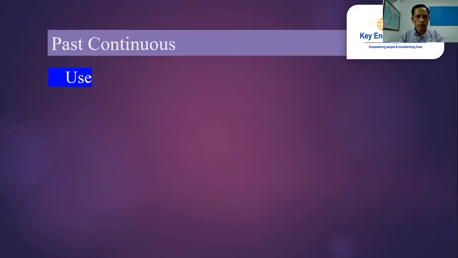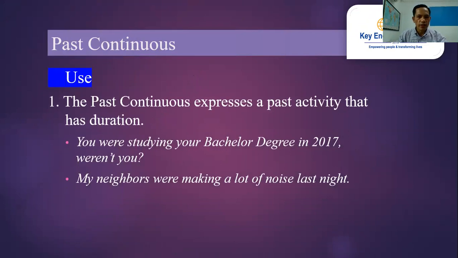And how do you use the past continuous here? Let's see. I divide into 3 parts here. The past continuous expresses a past activity that has duration. So it must have some duration of time. Then we can use the past continuous. You were studying for your bachelor degree in 2017, weren't you? You were studying, probably you started studying from 2016 and finished in 2018 or 19, for example. But in 2017, you were studying.